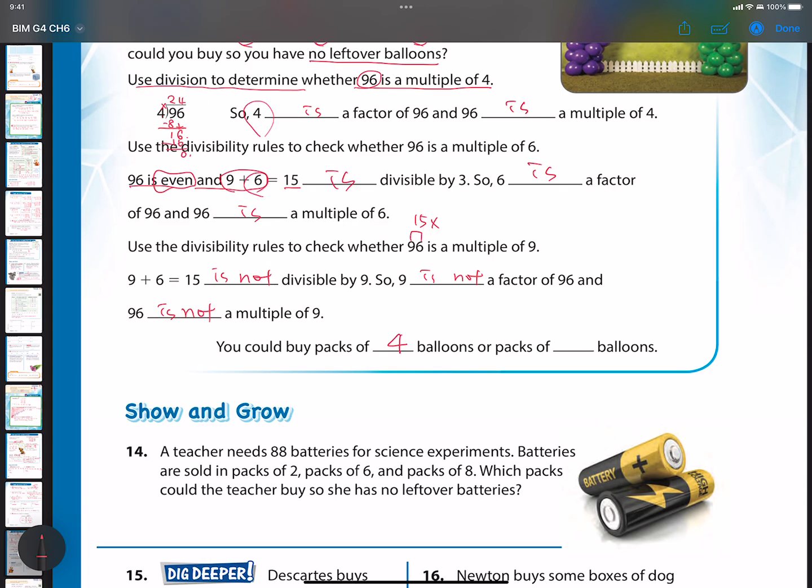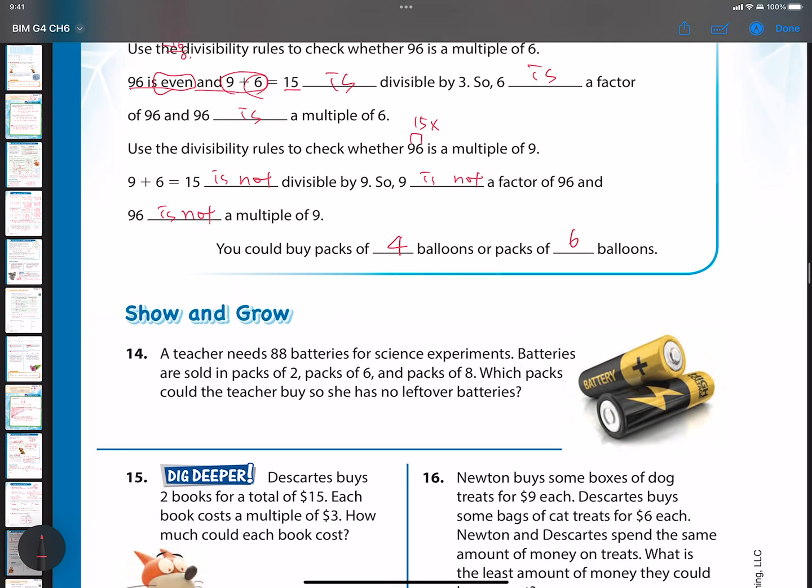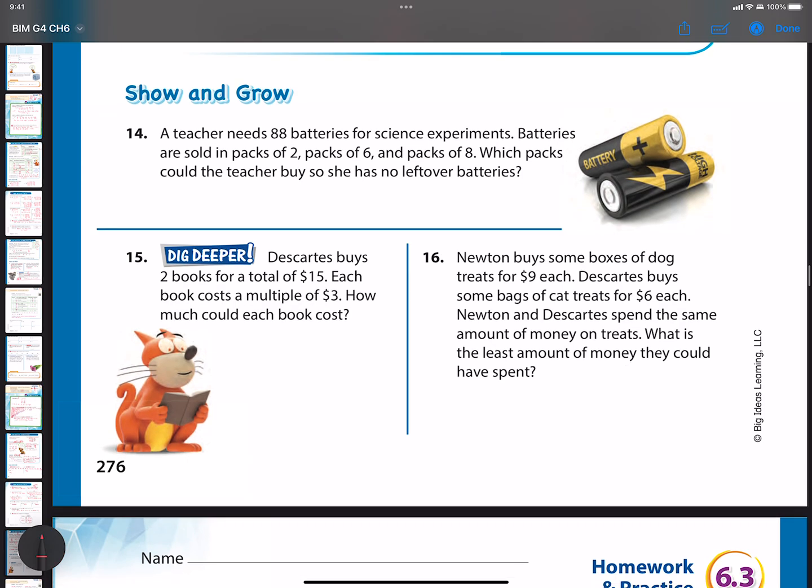So 4 balloons or packs of 6 balloons. Okay? Now last 3 questions, guys, and the time is already 31 minutes. Let's do it quickly. A teacher needs 88 batteries for science experiments. Batteries are sold in packs of 2, packs of 6, and packs of 8. Which packs could the teacher buy so she has no leftover batteries?